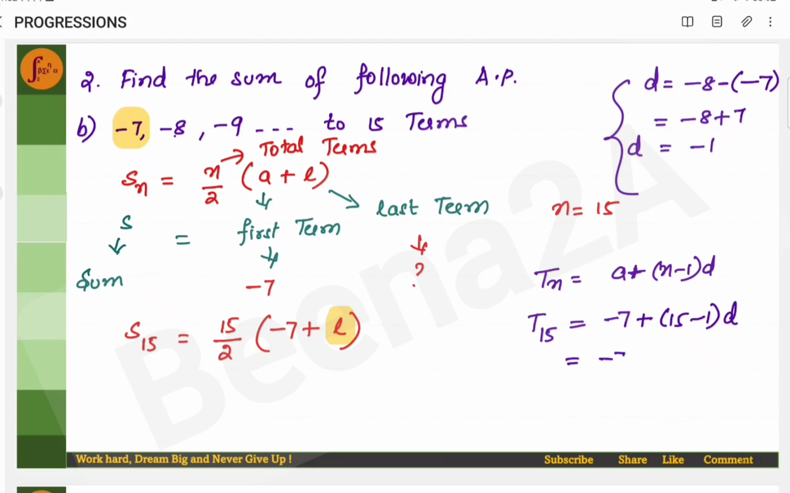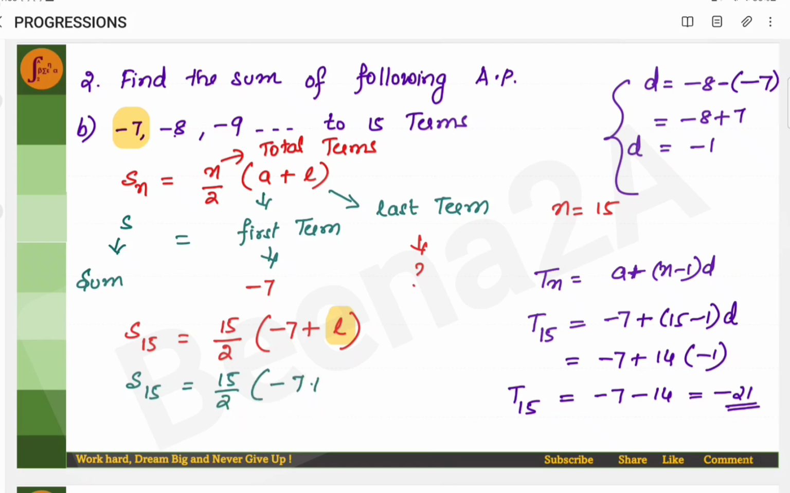So let's substitute here. Minus 7, 15 minus 1 is 14, into minus 1. So this is going to be minus 7 minus 14, which is minus 21. So the last term is minus 21. Now I can put this in place of L. I'll write this as S15 is equal to 15 by 2 into minus 7 plus the last term. The last term is the 15th term, which is minus 21.